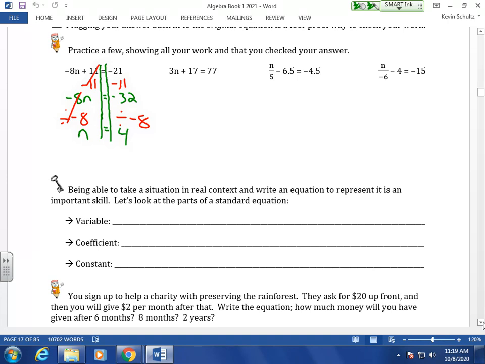Of course, checking this, we'd plug that value back into the original equation. -8 times 4 is -32, plus 11 equals -21. It checks out. That's it. We've solved for the variable. Wait, is there more?